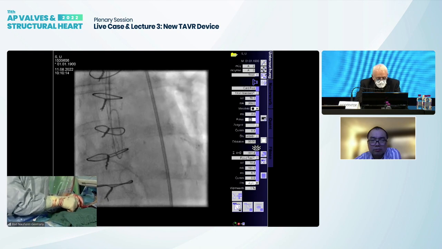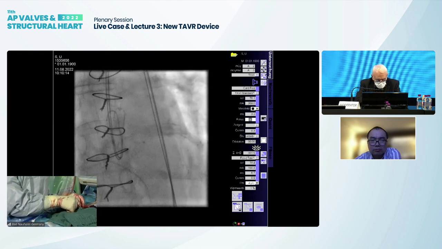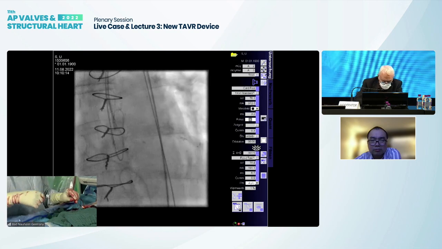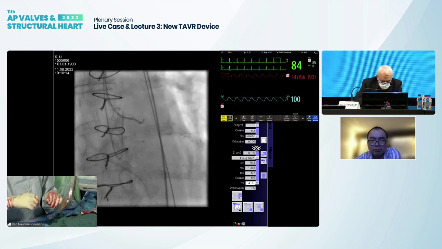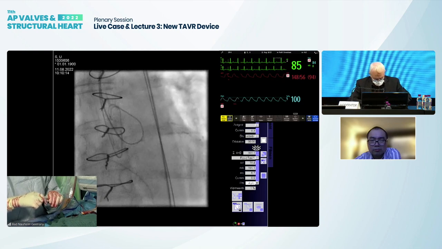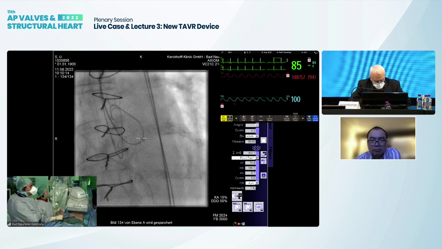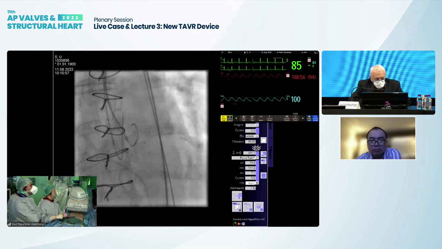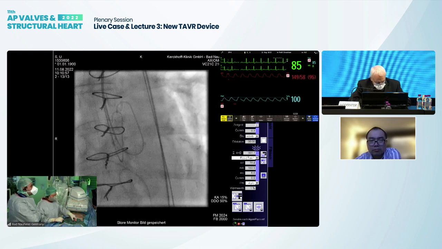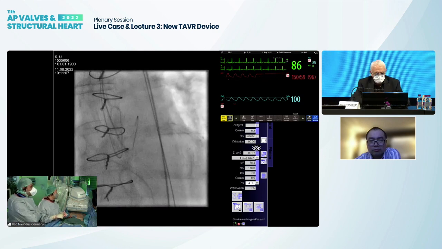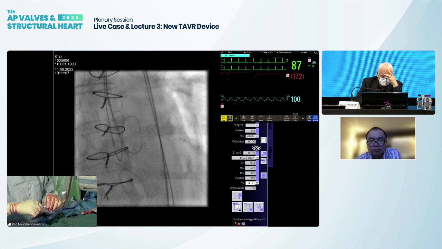And now you can see I have slight problems to advance the wire into. Now it's safely in the non-coronary cusp. And the other wire I would insert. Now you can see that the other wire is in the left coronary cusp. And now it's in the right coronary cusp. And you can extrapolate the three wire positions and assume that we have a good three cusp view.